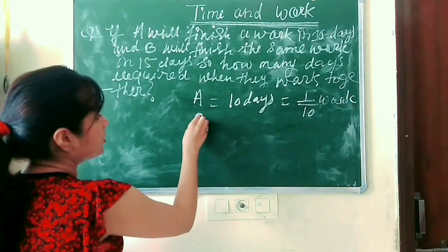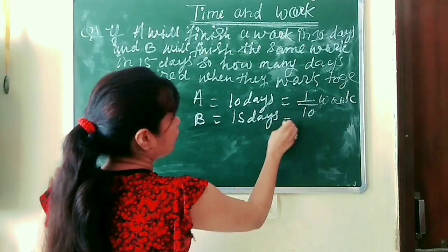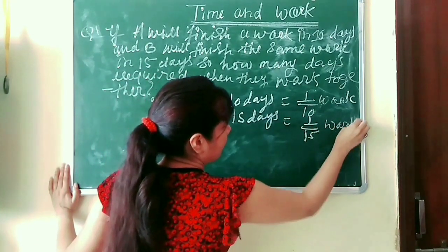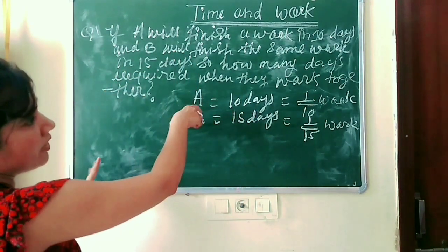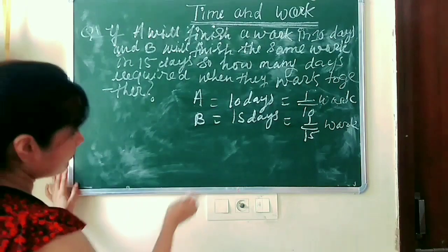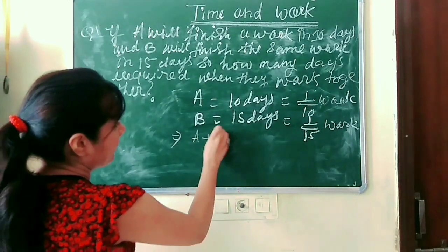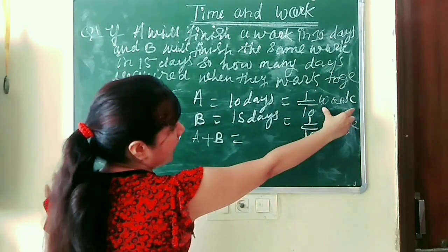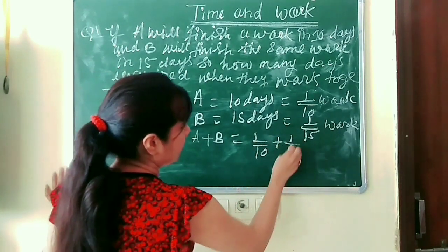And B will finish the same work in 15 days, so the amount of work will be 1 by 15. Here it is asking when they will work together, so we simply add them, A plus B. We will add their work, that will be 1 by 10 plus 1 by 15.